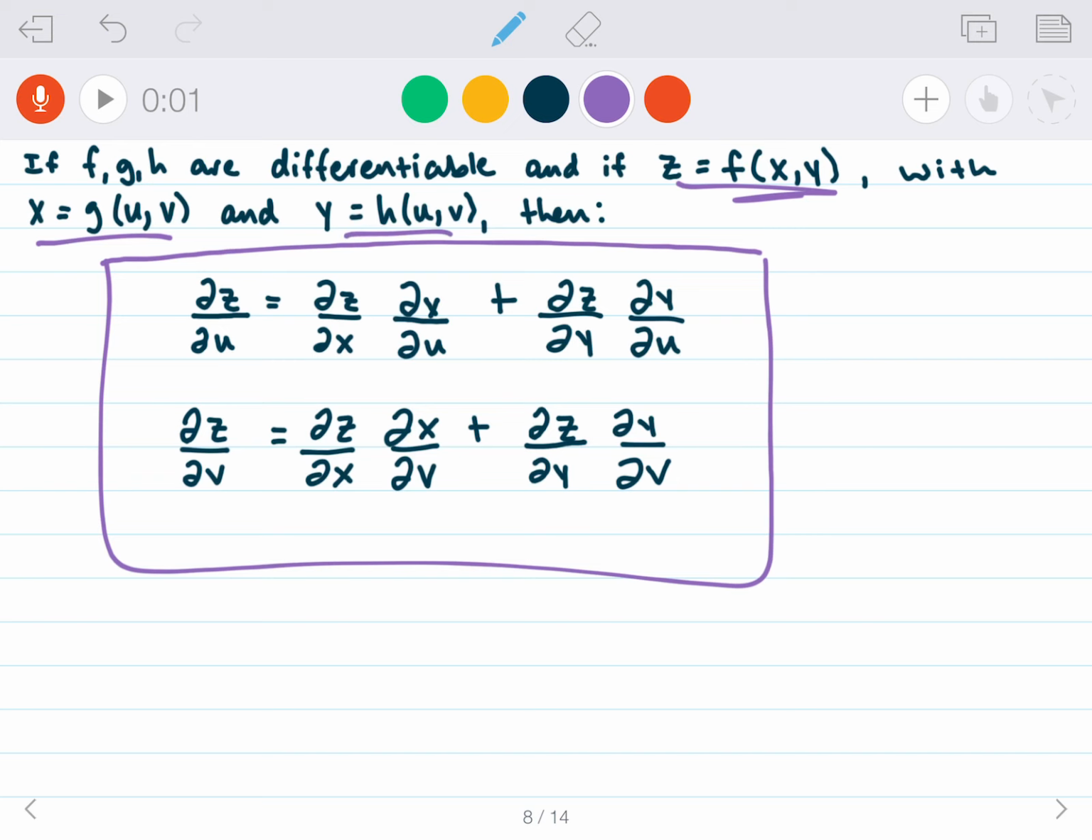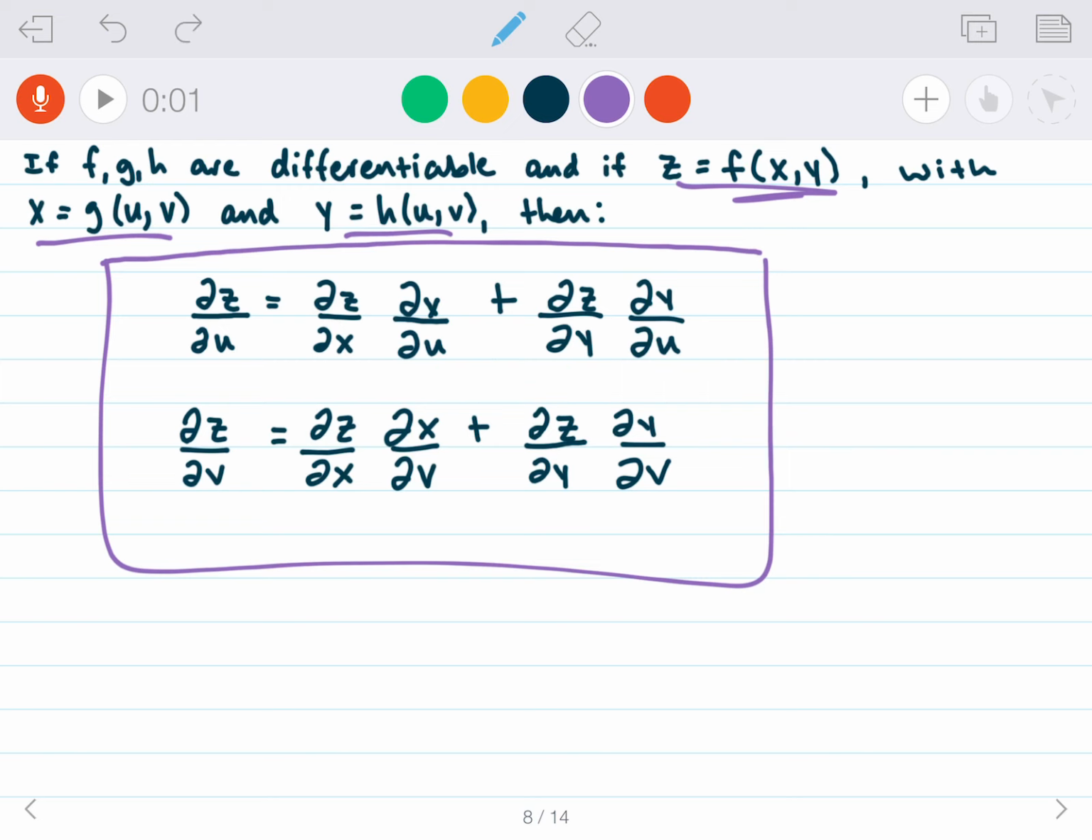Now this time, we're bumping it up, and we're saying, okay, well, x and y are going to depend on two variables, u and v, and that means that z is ultimately going to depend on two variables, right? If z depends on x and y, and both depend on u and v, then ultimately z depends on u and v, okay? And so we have this partial derivative formula. We say the partial derivative of z with respect to u is equal to this, okay? And the partial derivative of z with respect to v is equal to this.